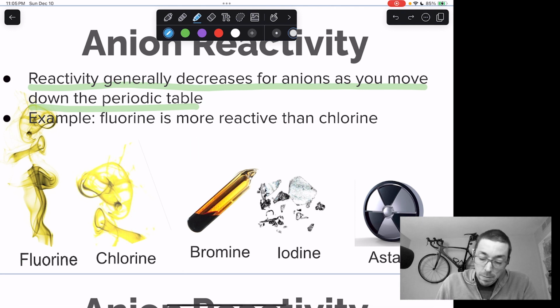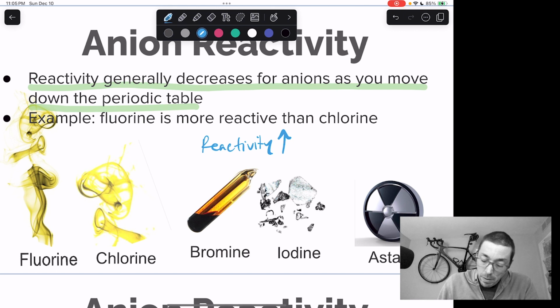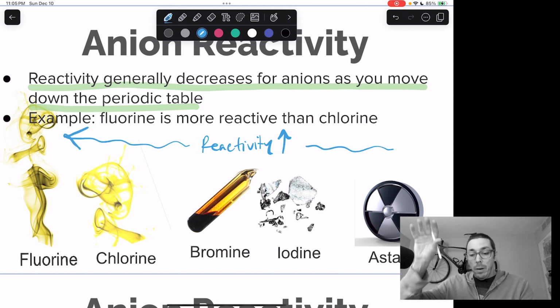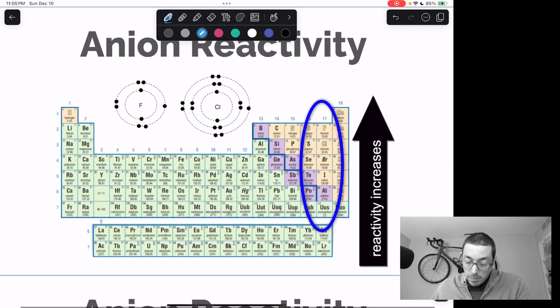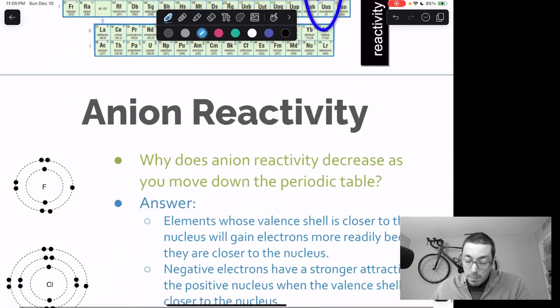So that means fluorine is the most reactive nonmetal. And as you go down group 17 or group 16, it gets less reactive. And that's the explanation. So there's our answer there.